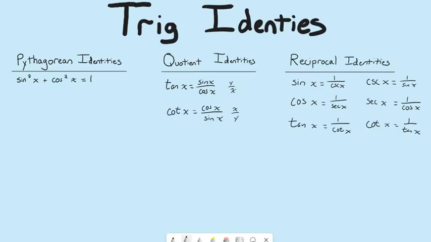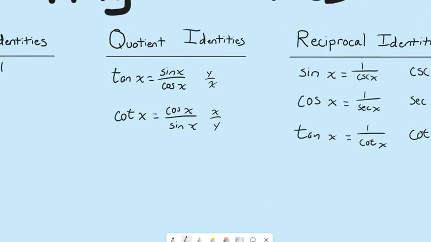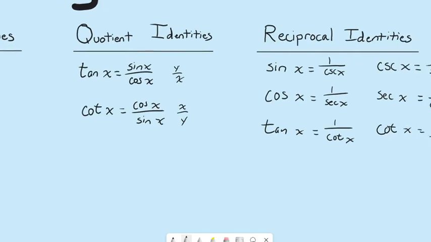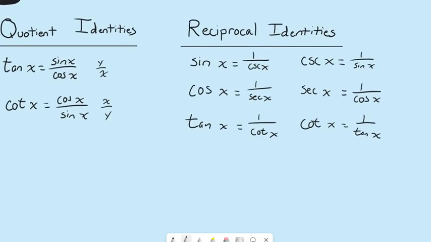Last week we talked about quotient identities and how tan of x is equal to sine of x over cosine of x, or y over x. And cotangent x is equal to cosine x over sine of x, also x over y. And then reciprocal identities, we did these last week when we learned about the 6 different trig functions. We learned that sine and cosecant were reciprocals, as were cosine and secant, and also tangent and cotangent are reciprocals of each other.